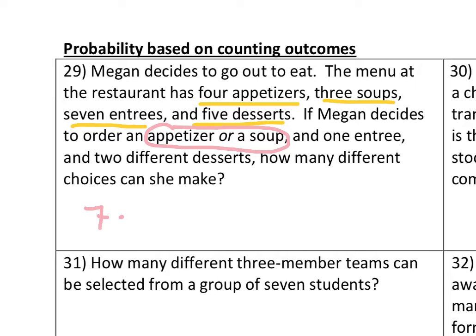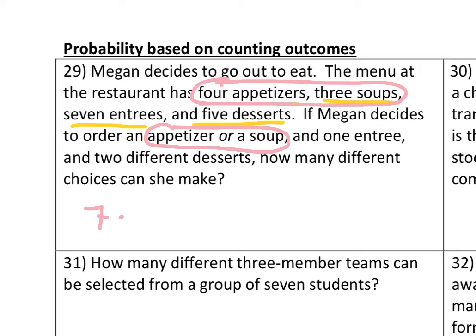She certainly doesn't want both an appetizer and a soup, because you can only eat so many jalapeno poppers and then eat cream of broccoli soup or something. Who would eat jalapeno poppers and follow it with cream of broccoli soup? Anyway, there's a combination of 4 appetizers and 3 soups, and so there's 7 things there that she's going to choose from. And then she's going to have 1 entree.